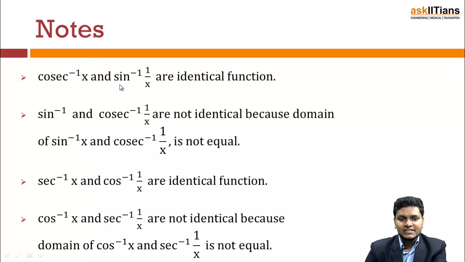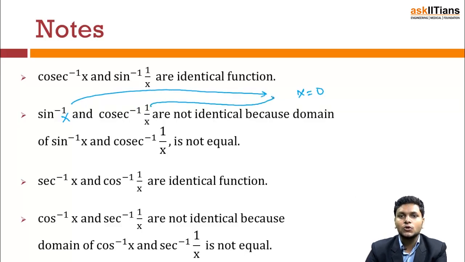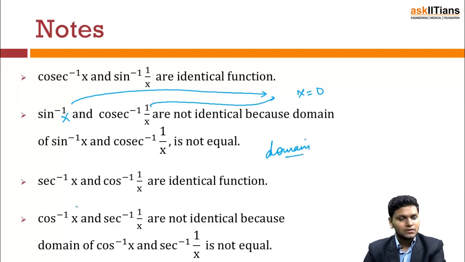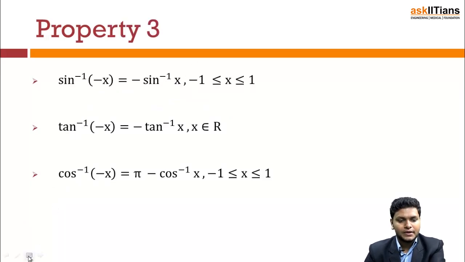Now, cosec inverse x and sin inverse 1 by x are identical functions, but sin inverse x and cosec inverse 1 by x are not identical functions, because domain of sin inverse x and cosec inverse x are not equal, because x equal to 0 is included in this part, but I cannot say that cosec inverse x also takes care of this value. It is excluded. Similarly, sec inverse x and cos inverse 1 by x are identical functions, because the domain is quite the same, but cosec inverse x and sec inverse 1 by x are not identical, because domain does not suffice to the fact. Moving on to third property.